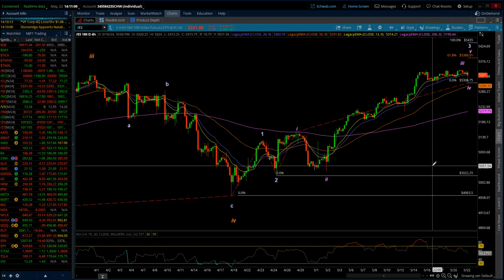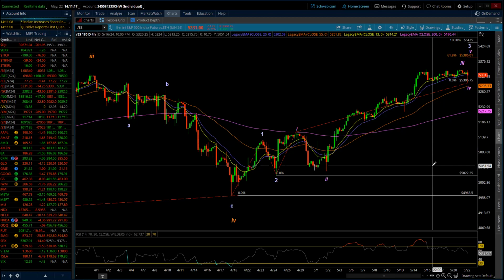Good evening. This is the daily technical update for the S&P 500 and the NASDAQ 100 for Wednesday, May 22nd, 2024. Going to start here with the S&P 500. I'm on the 4-hour chart.